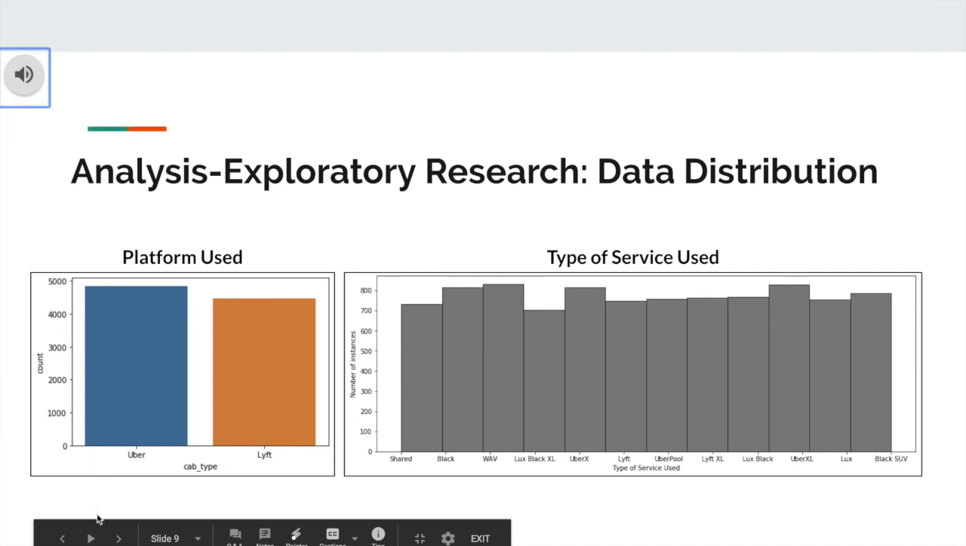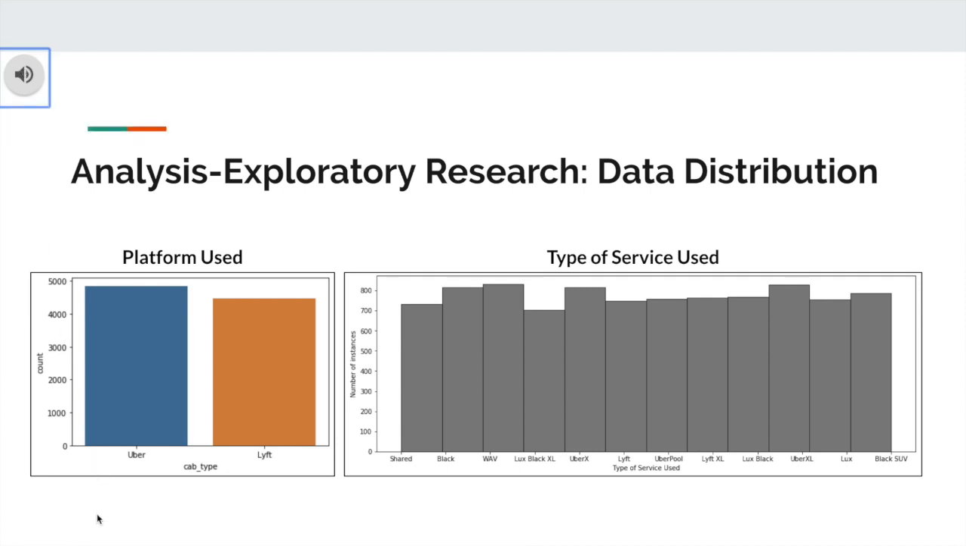First, we went into our data distribution, and we first looked at platform used. As you can see by the histogram, Uber actually came up a bit more in our data than Lyft did, so it was a more commonly used application. Next, we looked at the type of service used, and as you can see, it's pretty equally distributed. We attribute this to when we extracted our sample, all categorical variables were attempted to be equally shown to maintain data integrity, and we noticed that for all our other categorical variables.